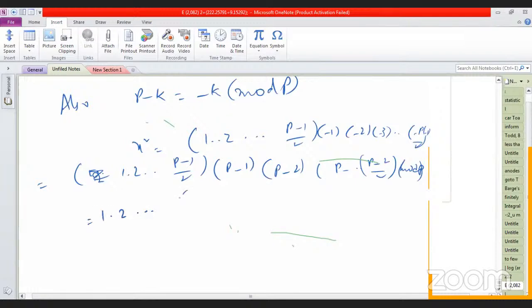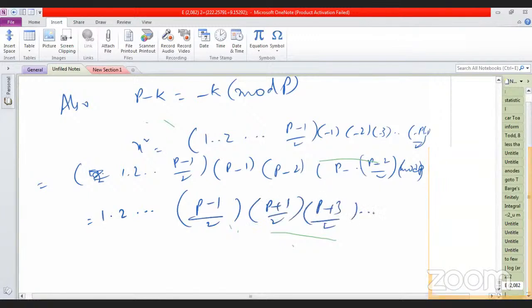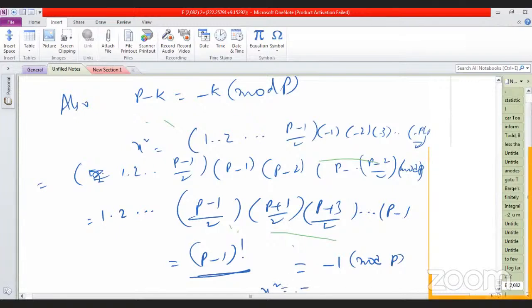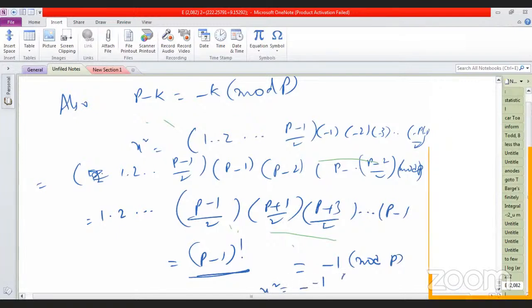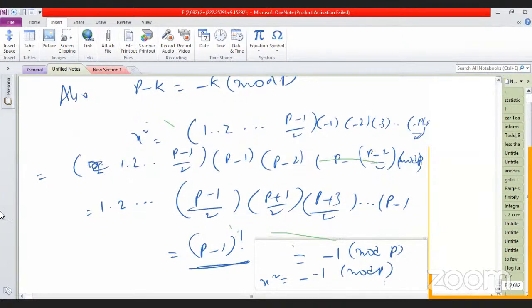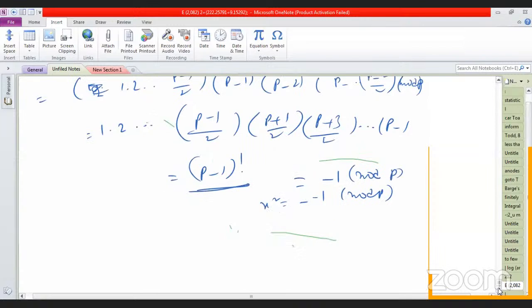1, 2, that is P minus 1 by 2 and P plus 1 by 2 and P plus 3 by 2 and P minus 3 by 2 and so on. That is P minus 1. So we are writing this total value P minus 1 whole factorial, which is called as minus 1 mod of P. So therefore, this is called x square, mod x square is equivalent to minus 1, that is mod of P. What is this theorem? Tell me. Wilson's theorem. What theorem? Wilson's theorem.